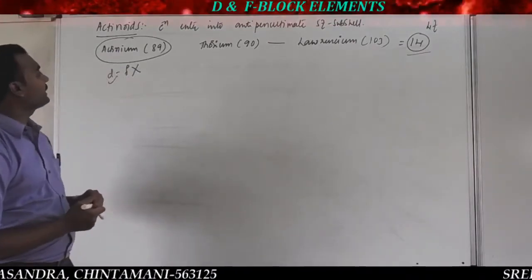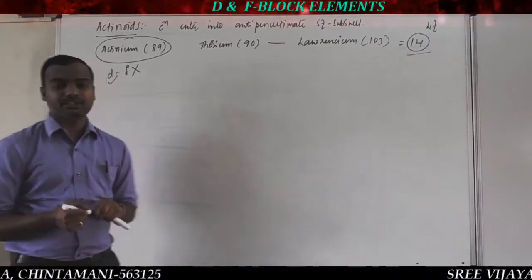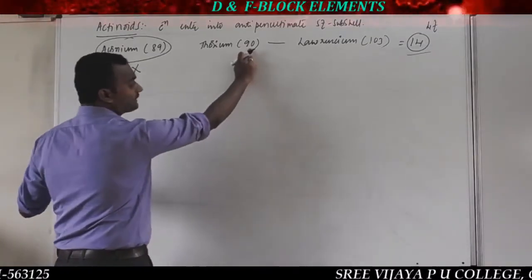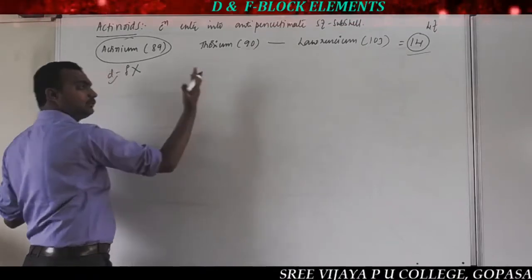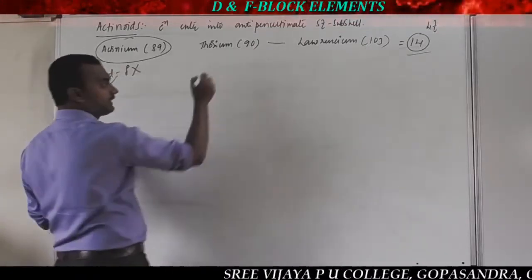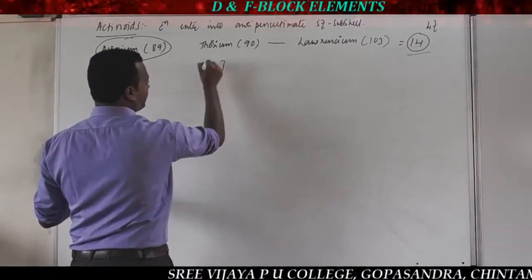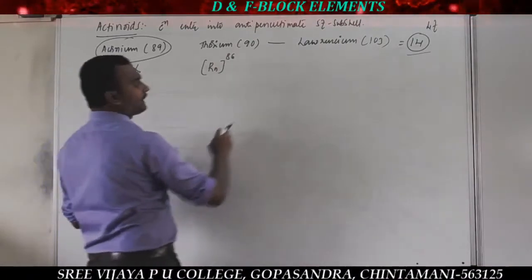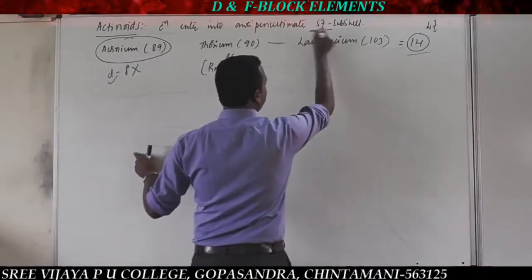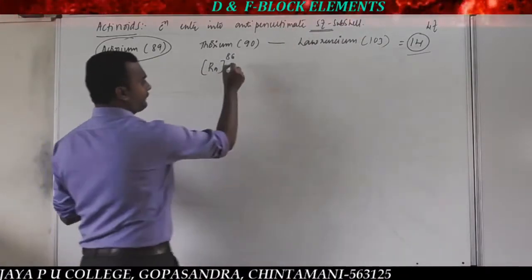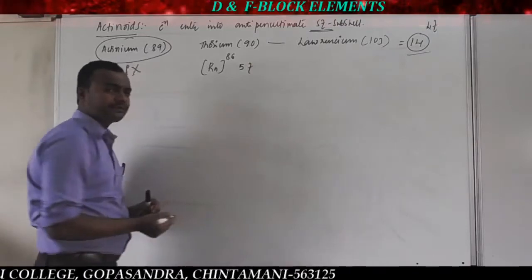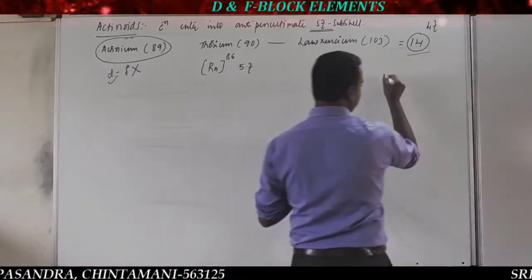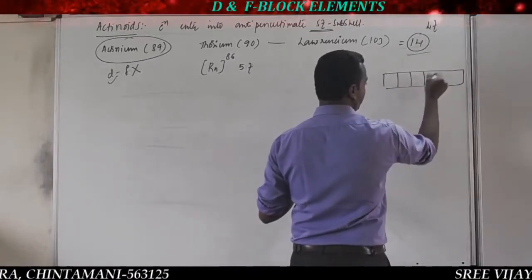So what is the configuration? The general electronic configuration of actinides. We start from 90, and the noble gas preceding it is radon, which has the atomic number 86. After 86, the differentiating electron enters the 5f subshell. In the case of lanthanides it is 4f. We know that there are 7 orbitals in the f subshell.